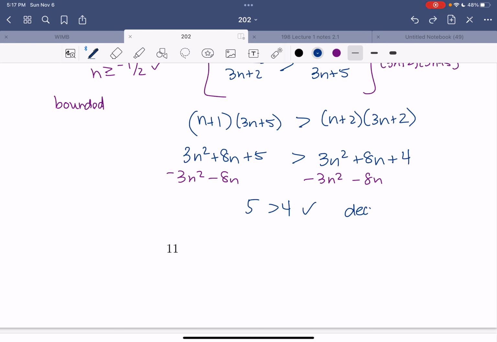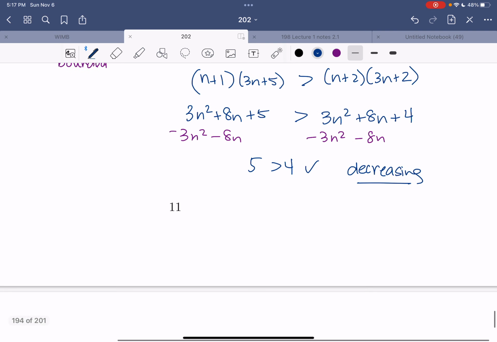And if I could spell decreasing, we would be good to go. There we go. And because it's bounded and decreasing, then by MST, it converges.